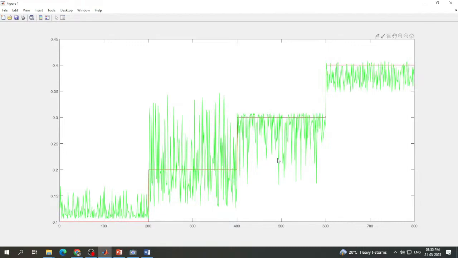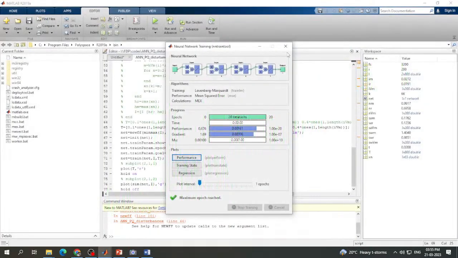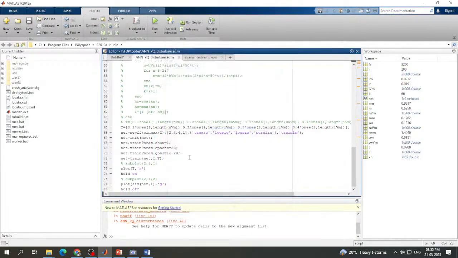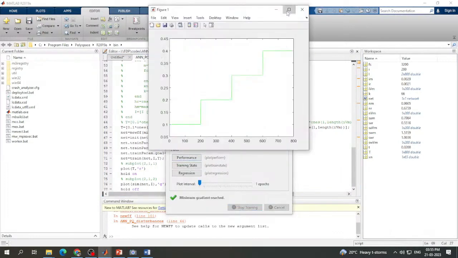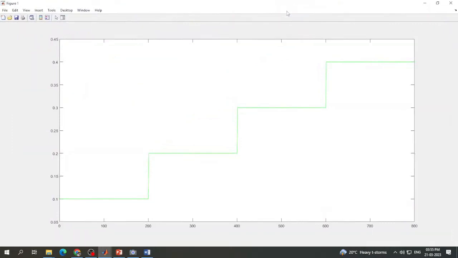But what is happening here? The green is the actual one with the 20 epochs only. Now the same thing, if I just increase the epochs, there is a very good overlap of the actual data and the predicted data also.